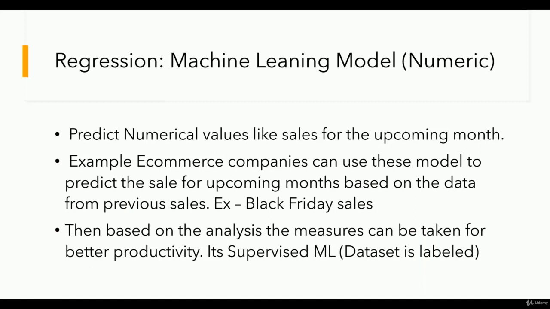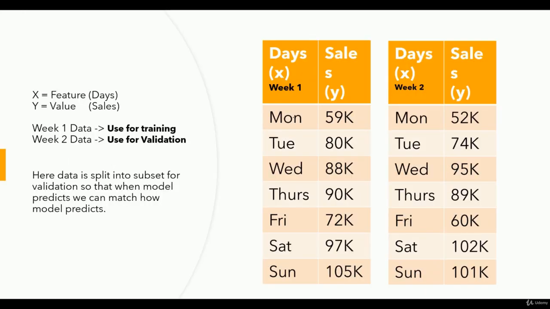Regression is a supervised machine learning model. That is, a data set is labeled with the data available. We're going to discuss more about this in upcoming sessions. Here's an example of the regression model that we're going to discuss now.